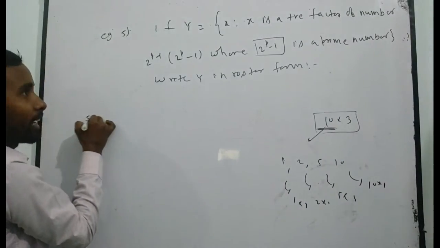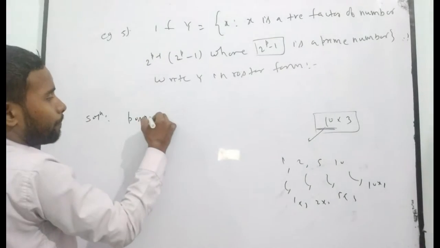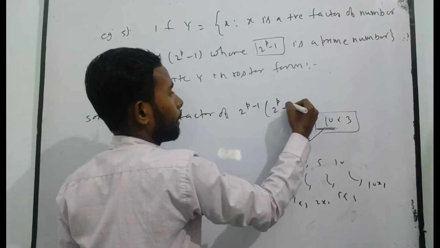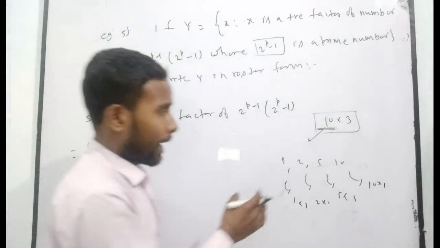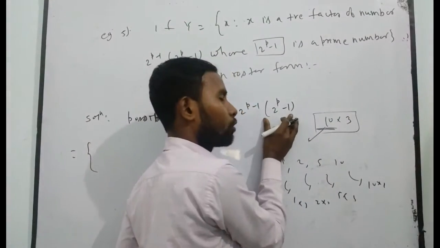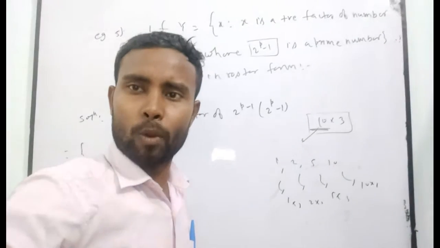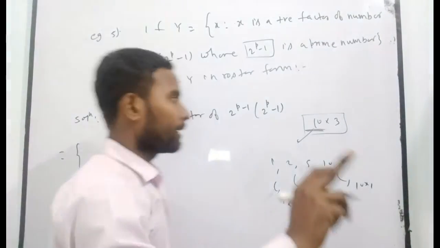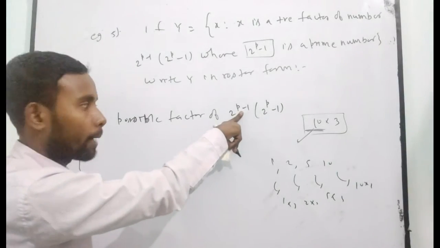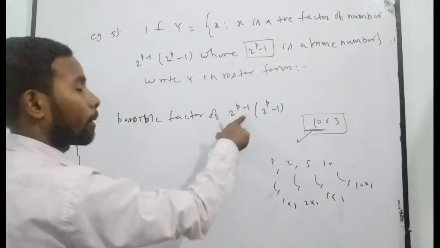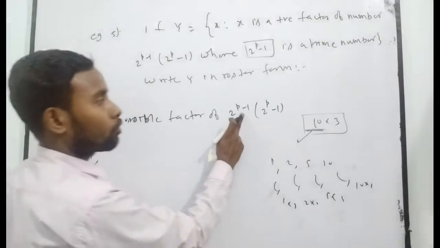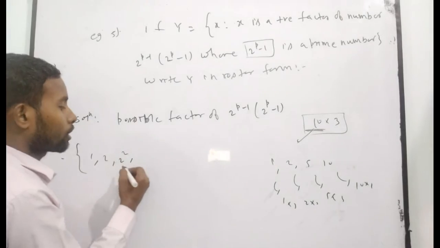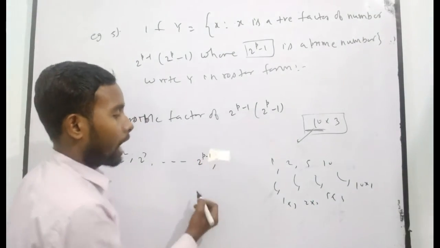So I want to write the possible factors of 2 to the power (p minus 1) into (2 to the power p minus 1). Firstly, you have to ignore this term, and put values of p one by one. Suppose I put p is equal to 1, in that case you get 2 to the power 1 minus 1, that means 2 to the power 0, which will be 1. If you put p is equal to 2, you get 2 to the power 2 minus 1, that means 2 to the power 1, that means 2. Similarly, you get 2 to the power 2, 2 to the power 3, dot dot, up to 2 to the power p minus 1, up to this term.